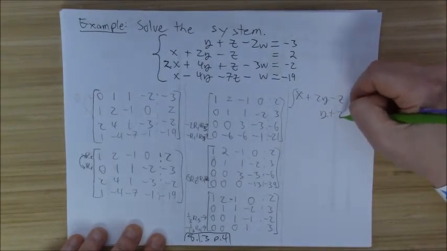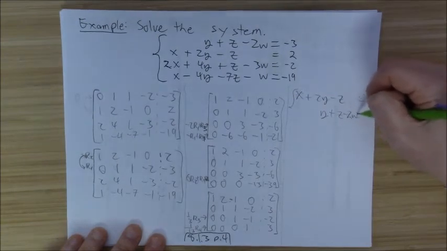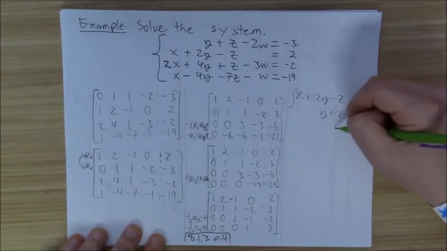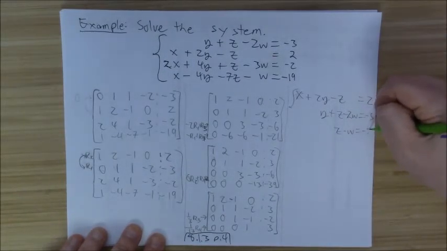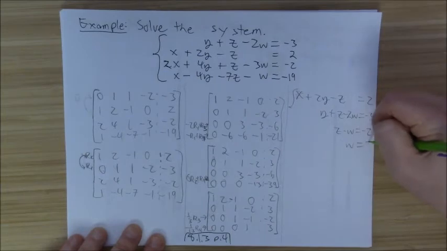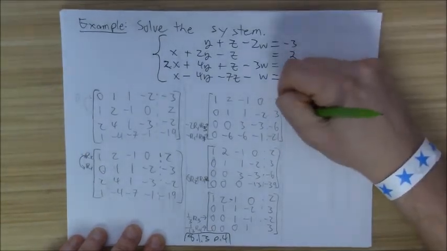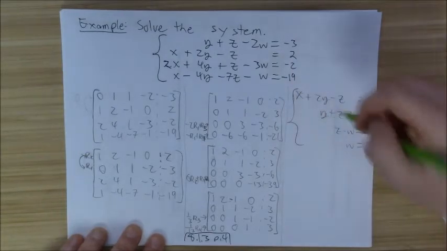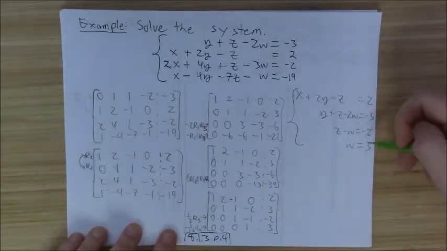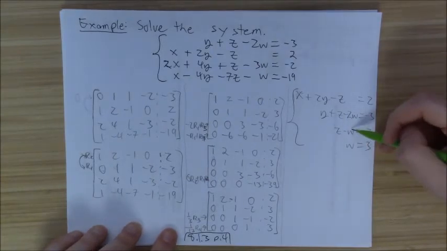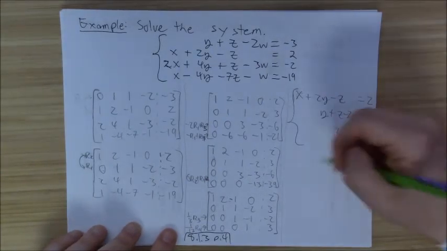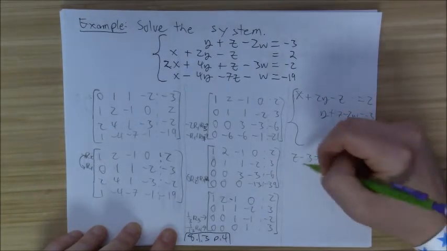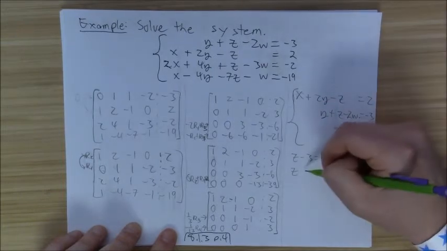So, plus z to w equals -3. And then we have z minus w equals negative 2, and then w equals 3. So we have that as my system, which means I can back substitute. W is equal to 3, which means plugging that into there, z minus 3 equals negative 2, which tells me z is going to equal 1.